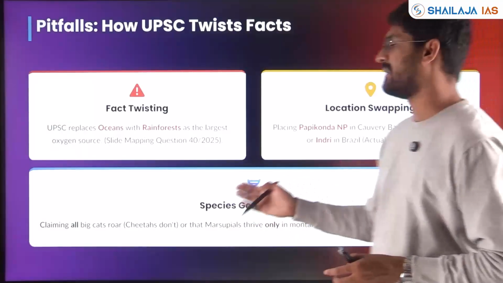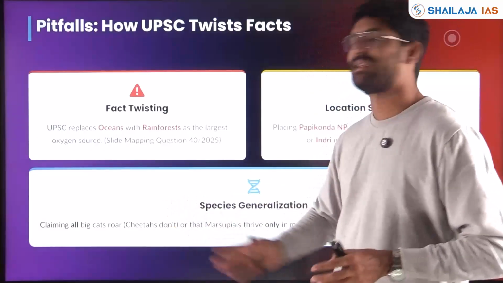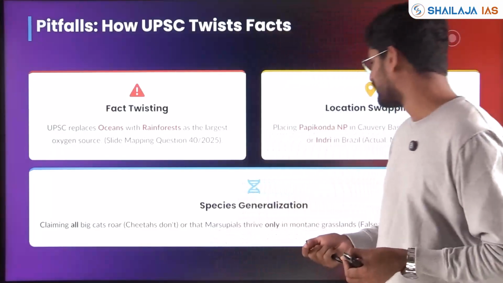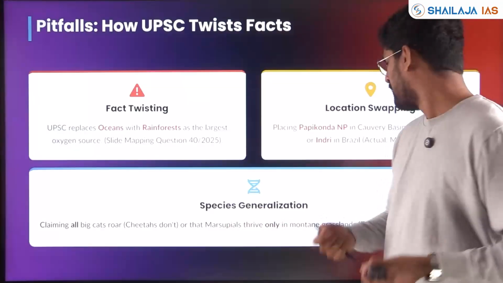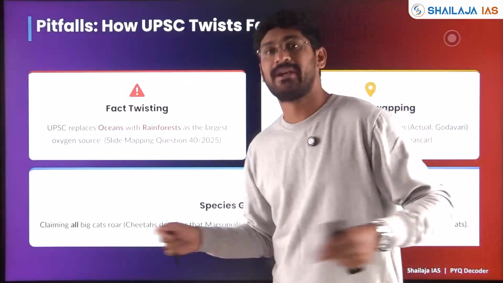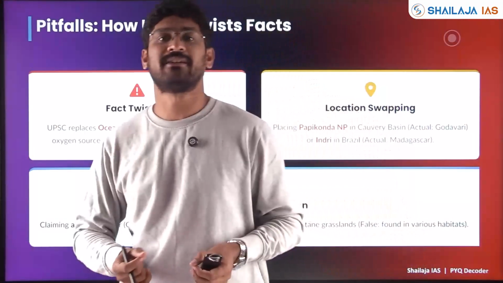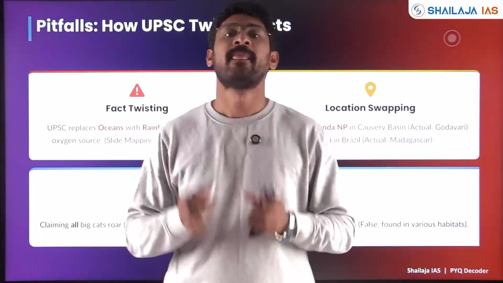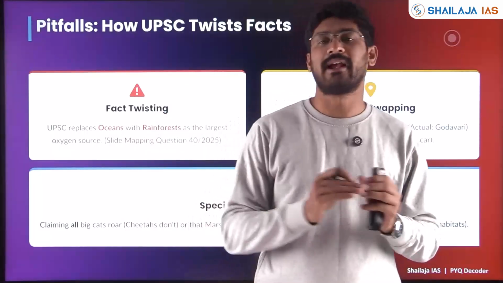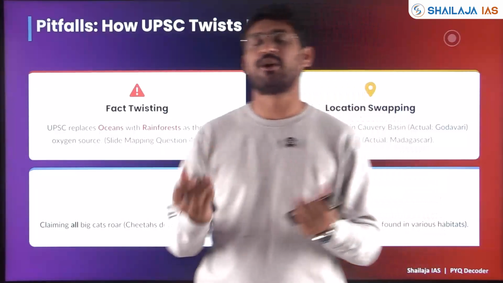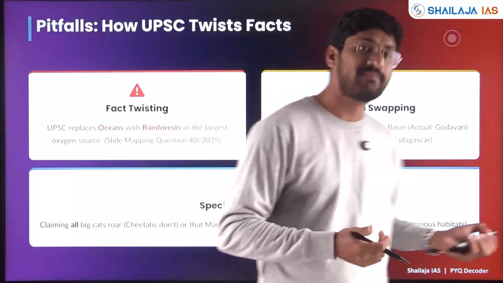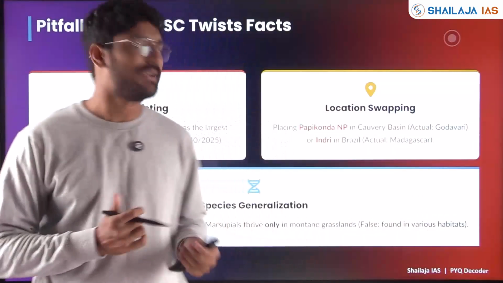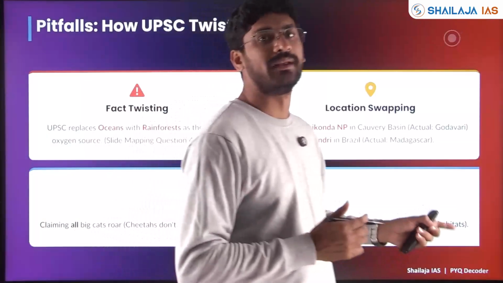Then species generalization, like claiming all big cats roar. For example, cheetahs do not roar. Some of the exceptions are mentioned. Marsupials thrive only in mountain grasslands where there are no predators. Giving very blanket statements. And every organism has a food chain, a food link. Except apex predators, every other organism has threats in the environment. These basic concepts have been tested in application questions in UPSC.